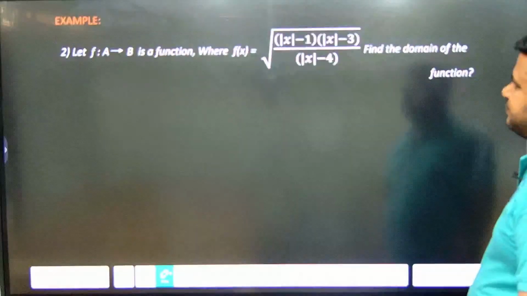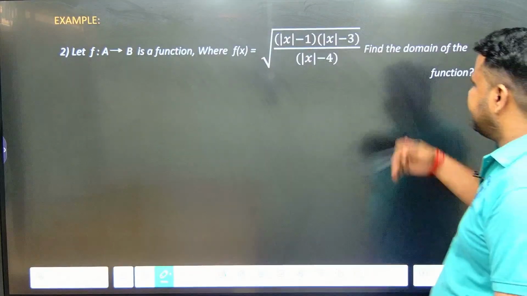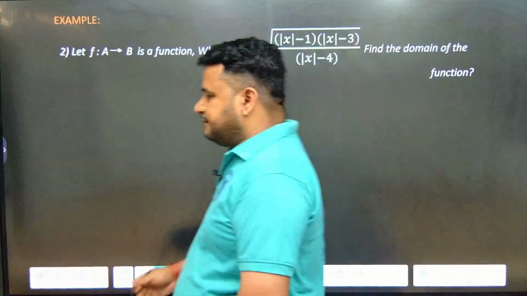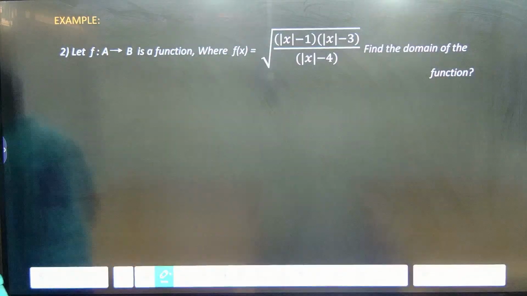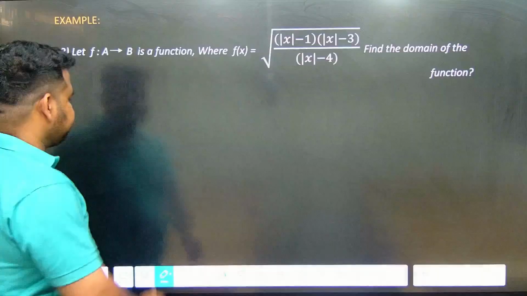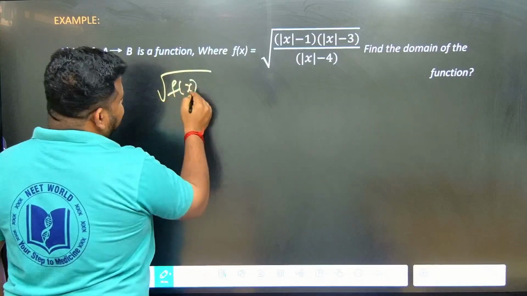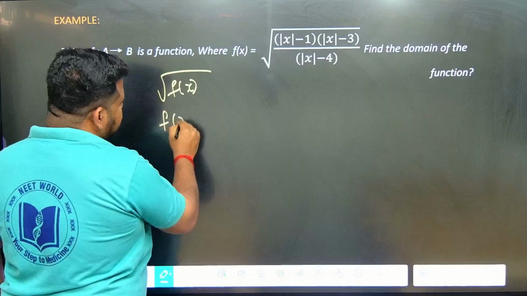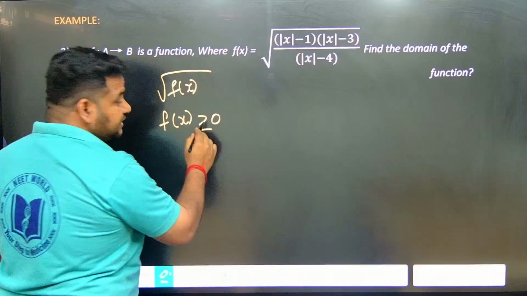So see here, they have given a to b is a function where f of x is the square root of something. Again we are having a modulus function, but we will take mod x equal to y. Now see here what we are having: square root of f of x. Square root of f of x means we will take f of x greater than or equal to 0.